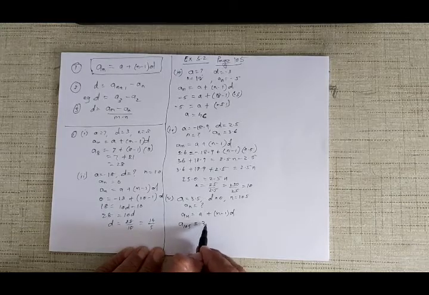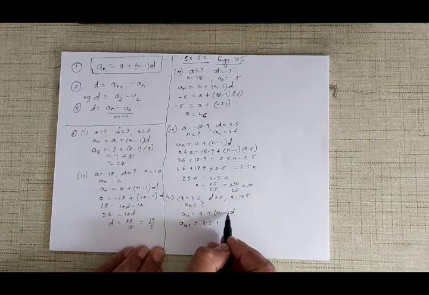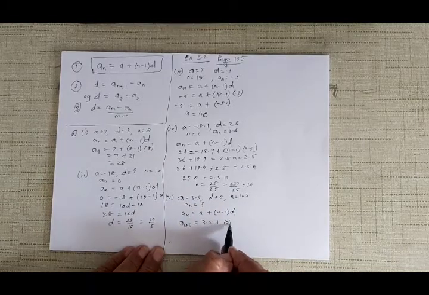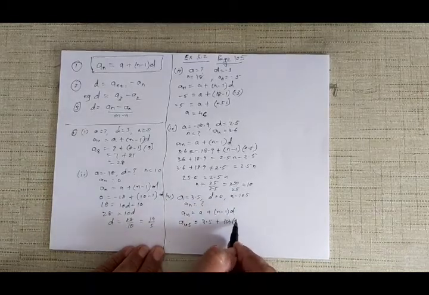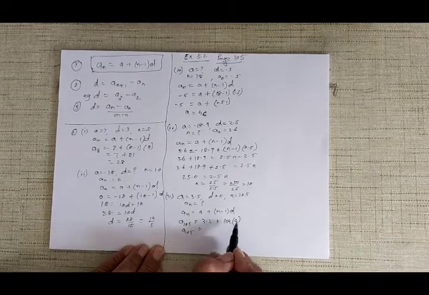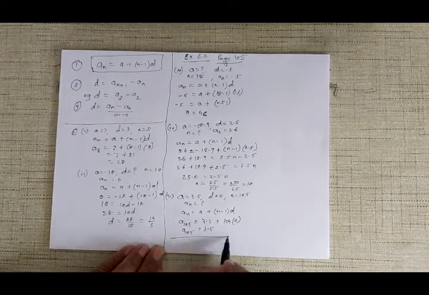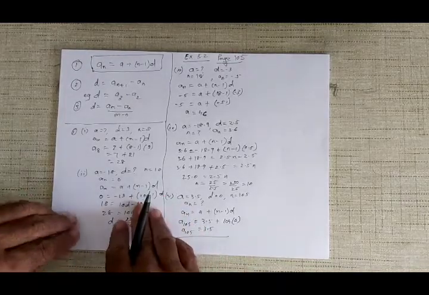A, 3.5, plus N is 105, 105 minus 1 is 104 into D. D is given as 0. So A of 105 is equal, this will become 0. So 3.5 plus 0 is 3.5. So that is question number 1.